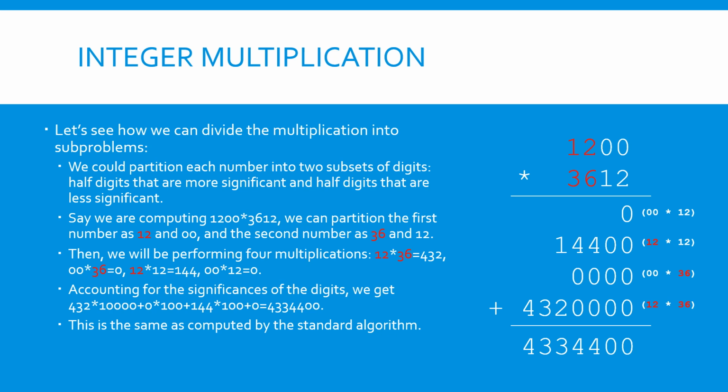As the right figure shows, we now need to compute the product of 1, 2 and 0, 0, 1, 2 and 1, 2, 0, 0 and 3, 6, as well as 1, 2 and 3, 6. We can then sum up their products and obtain the final result. In this case, the original multiplication problem is divided into four subproblems, and computing the sum of the intermediate products corresponds to the merge step.